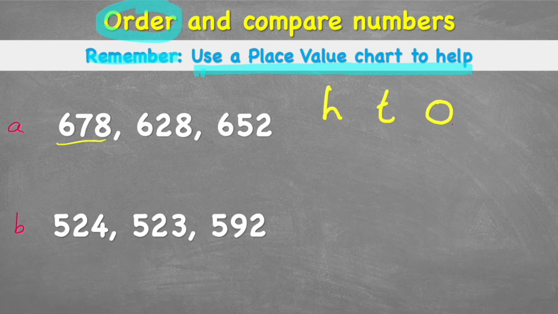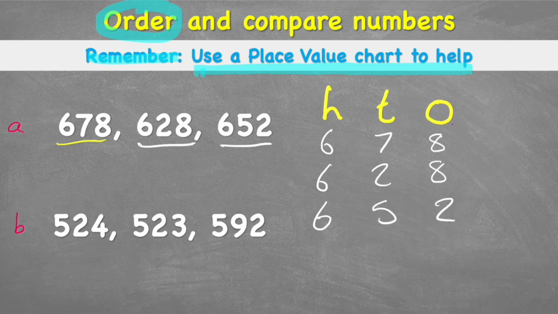I have 678, I have 628, and I have 652. And now we need to understand some things about our place value column. We need to understand that our smallest column is obviously here, our ones. So whatever's in our ones has the smallest value. Then we have the tens, our next smallest value, and then our largest value we have as hundreds.